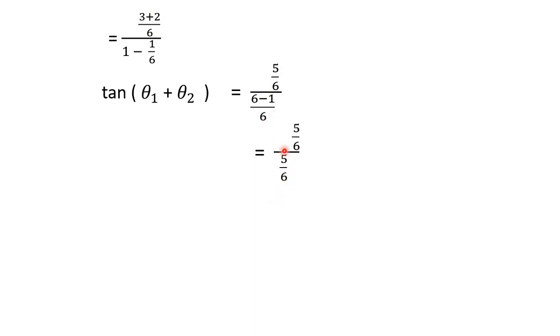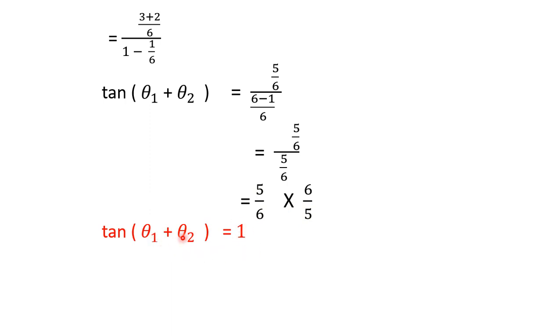Now this 5 by 6 will be multiplied by the reciprocal of the denominator. So 5 by 6 into 6 by 5 is equal to 1, as 5 and 5 will cancel out and 6 and 6 also cancel out. So we get tan of (theta 1 plus theta 2) is equal to 1.